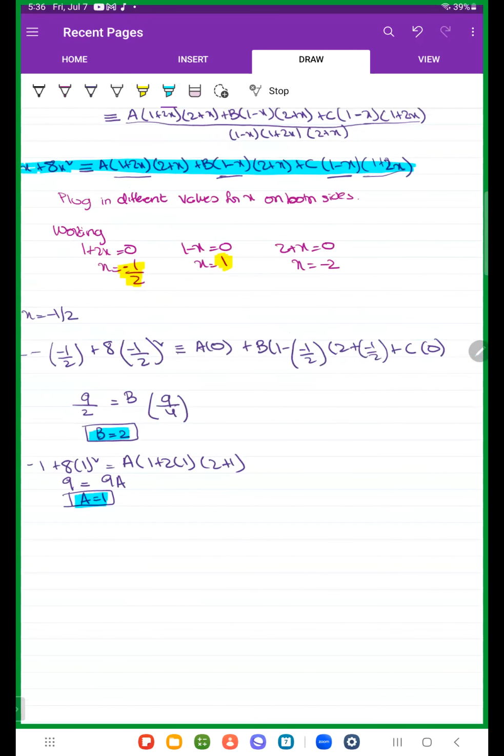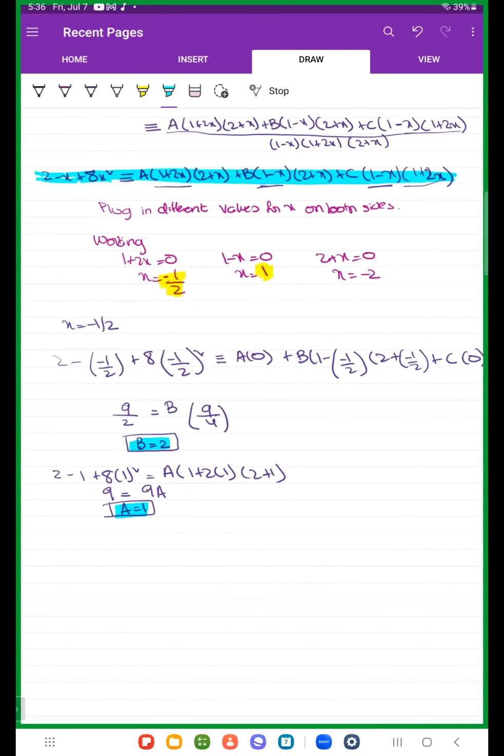What will you plug in X as for C? -2. Yes. Why -2? So that this bracket A and B get cancelled out. Yes, you need to cancel out this bracket. Solve it and tell me the answer.